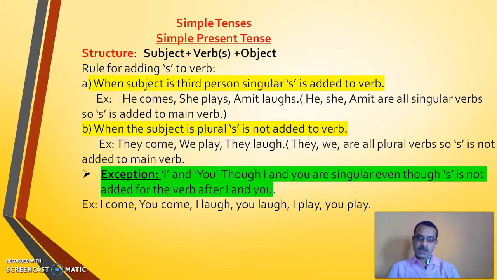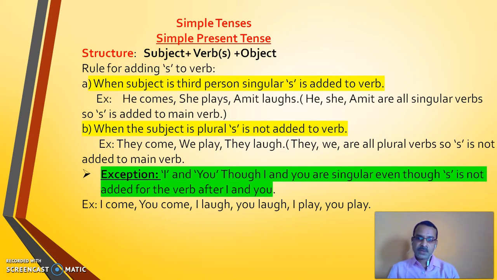Now, the rule for adding s to the verb. When the subject is a third person singular pronoun or noun, s is added to the verb. For example, he comes, she plays, Amit laughs. He, she, Amit are all singular, so s is added to the main verb. This happens only in the simple present tense.